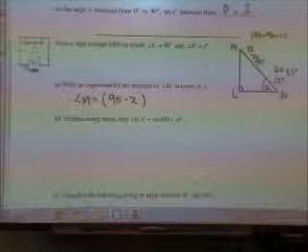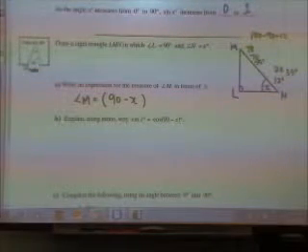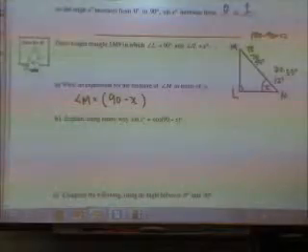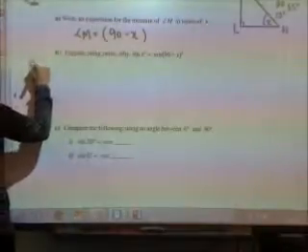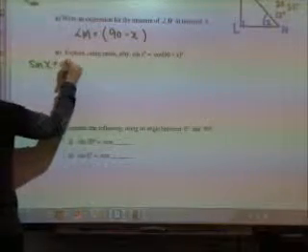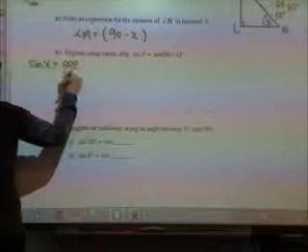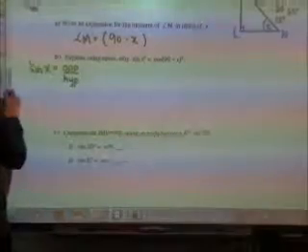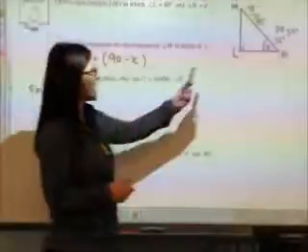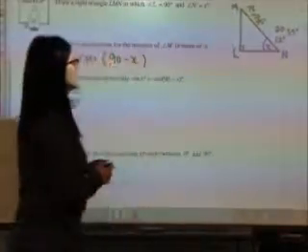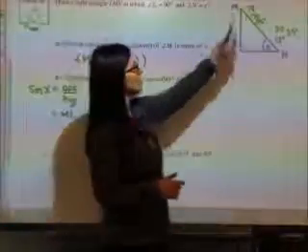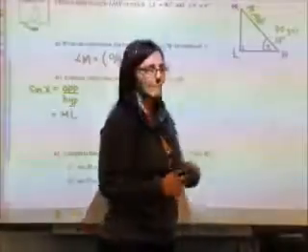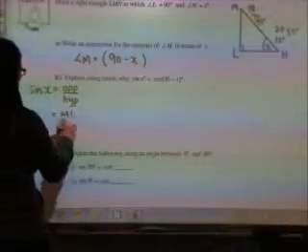So then it says, explain using ratios why sine x would equal cos 90 minus x. Well, sine x equals opposite over hypotenuse, which in my triangle, the opposite side is ML, and the hypotenuse is what? MN.